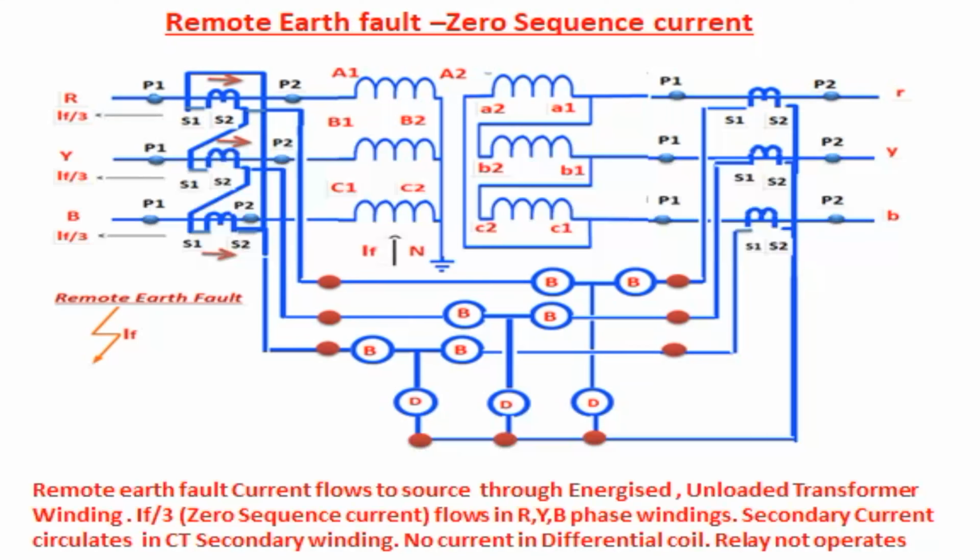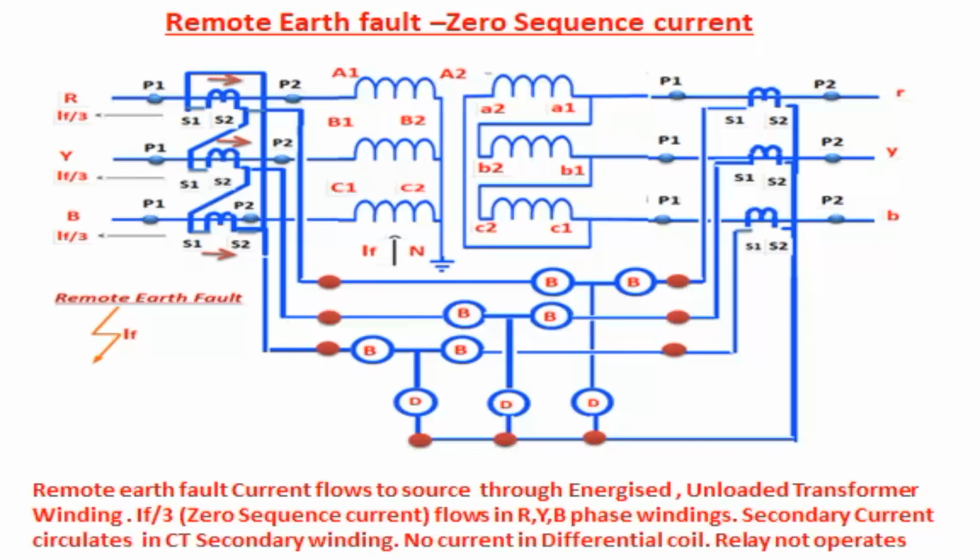Remote earth fault current flows to the source through the energized unloaded transformer winding. IF by 3 zero sequence current flows in the R, Y, B winding. Secondary current circulates in the CT secondary winding. No current in the differential coil. Relay will not operate in that condition.